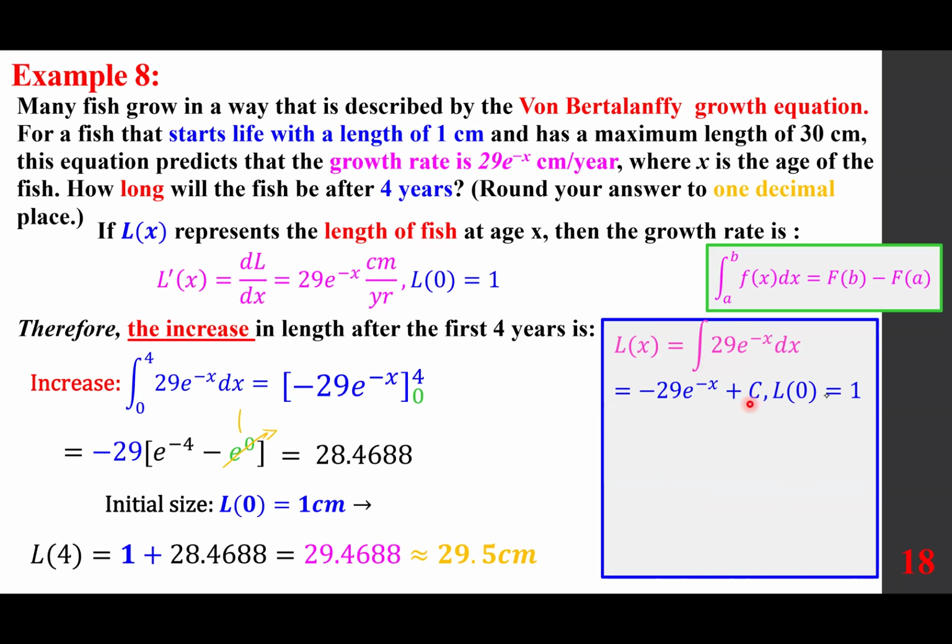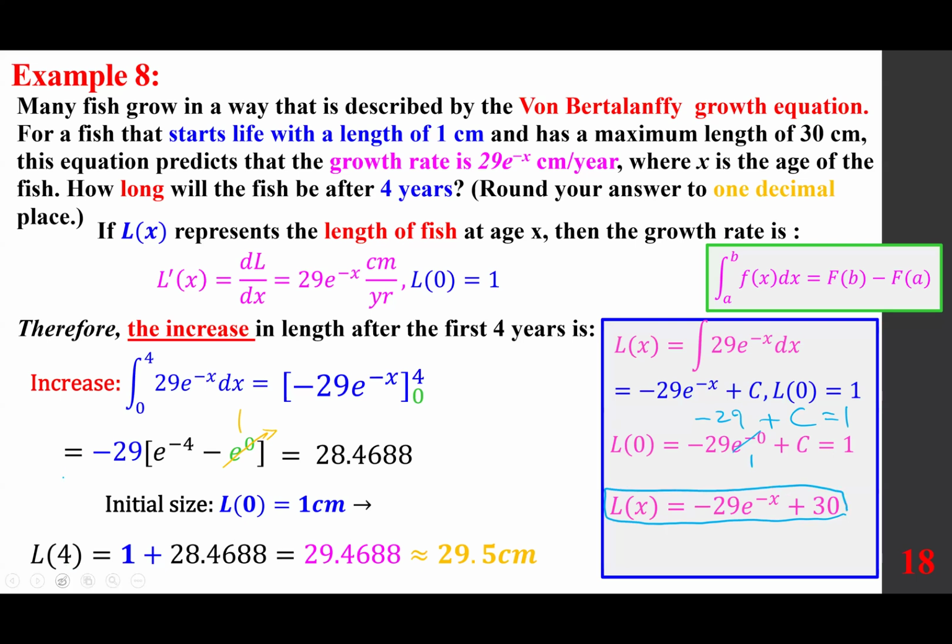If L of 0 is 1, that means L of 0 is negative 29 e to the power of minus 0 plus c, which must be 1. And as you can see, e to the power of minus 0 is e to the power of 0, which is 1. So you get negative 29 plus c is 1. And that means c must be 30. And so L of x becomes minus 29 e to the power of minus x plus c, which is 30.